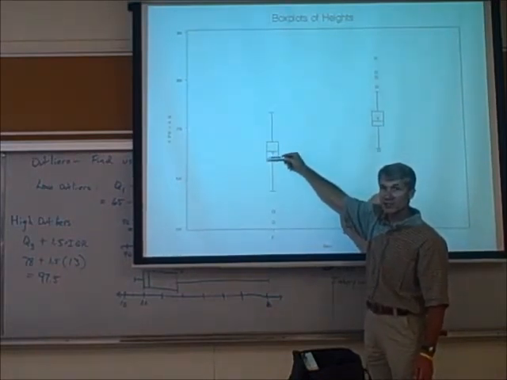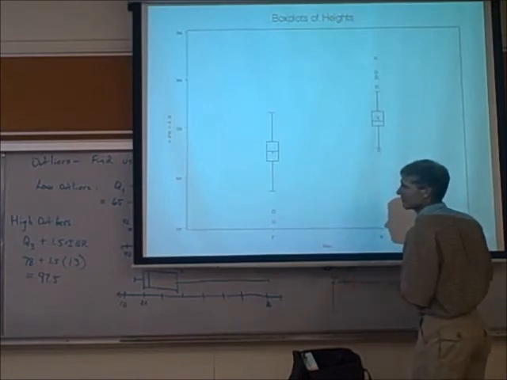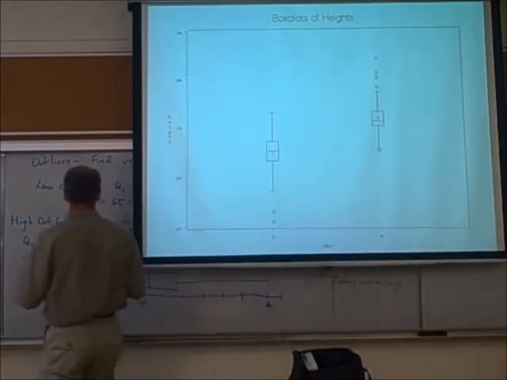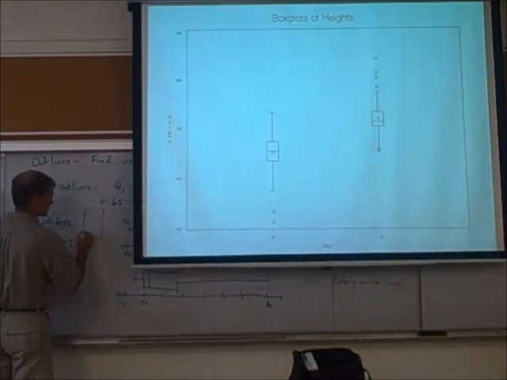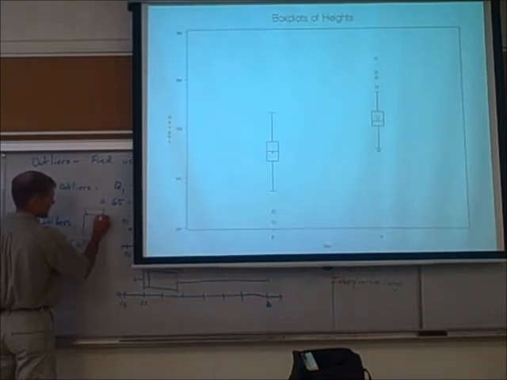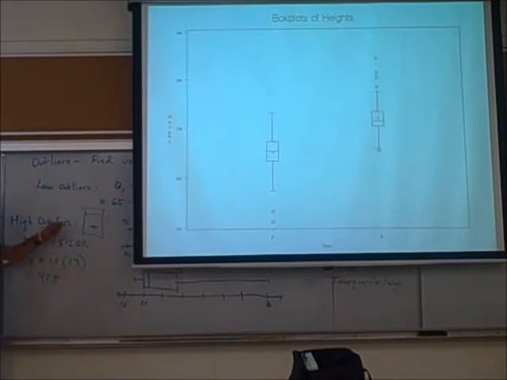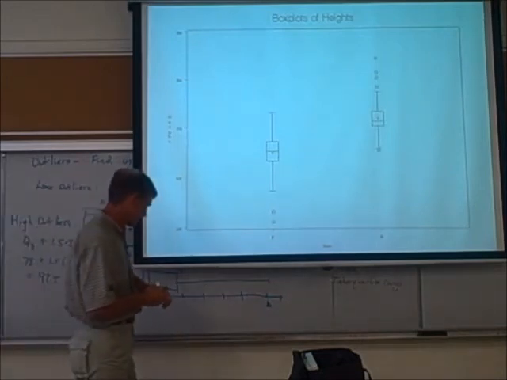If you get a lot of skew, you'll end up with this kind of a look in a box. I'm doing a vertical one. If you get a lot of skew, you'll get something like that, where the median is off center in the box and the mean is a long ways away from it. Okay?